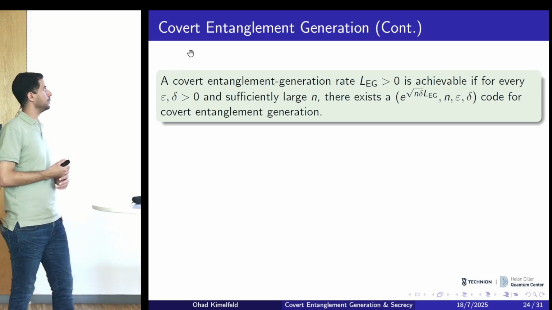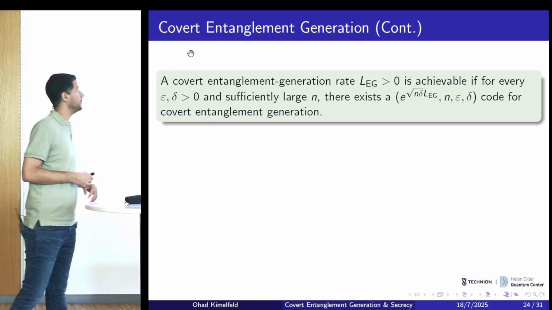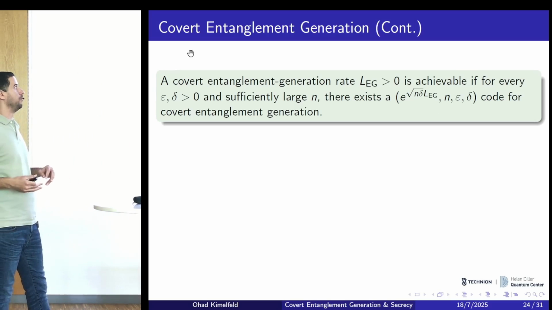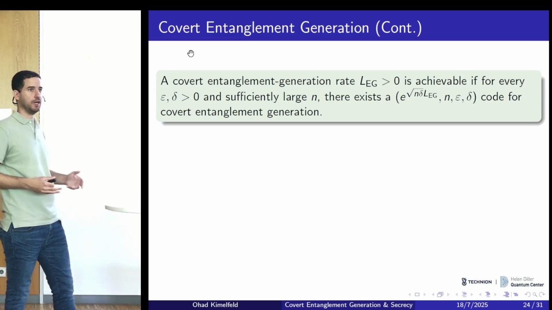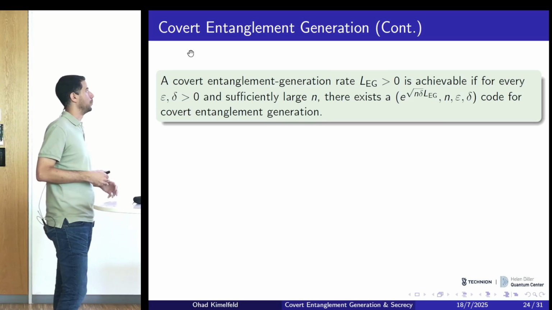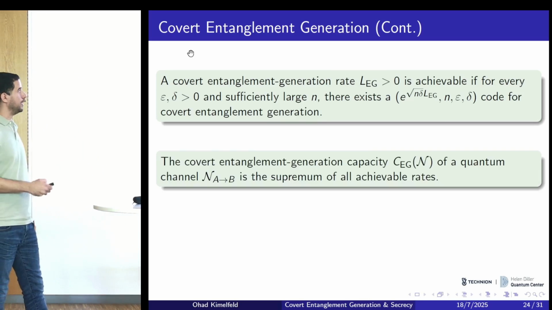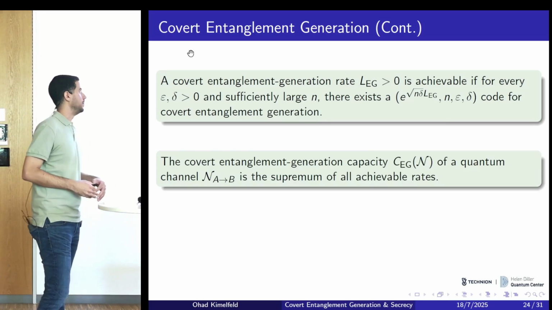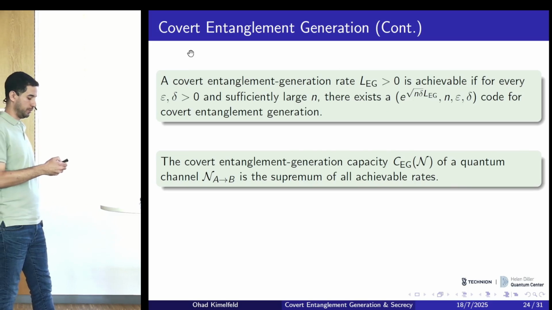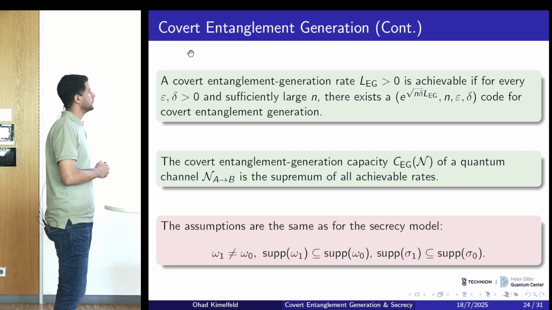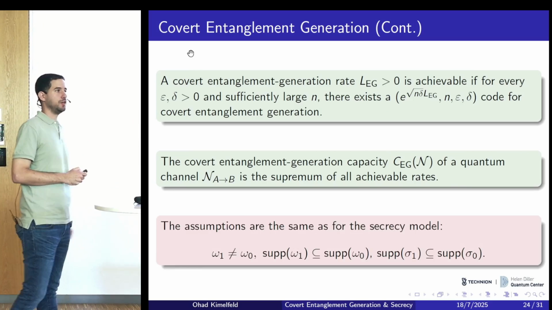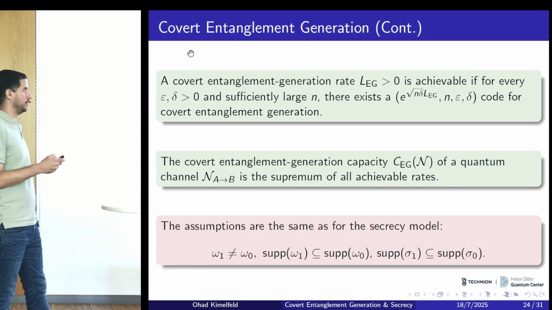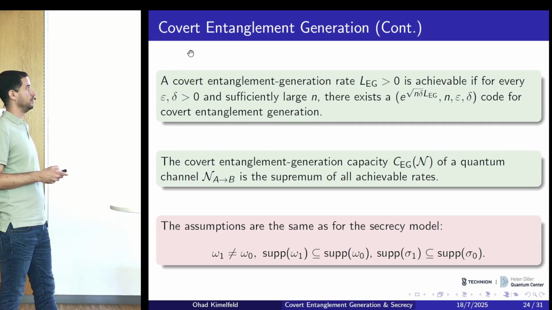Again, definitions. A covert entanglement generation rate, L_EG, is achievable if for every epsilon and delta and sufficiently large n, there exists a code for covert entanglement generation. And again, the covert entanglement generation capacity is the supremum of all achievable rates. And we take the same assumptions as in the previous model for covert secrecy.